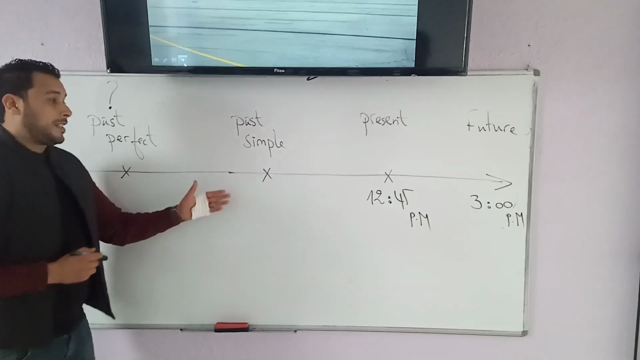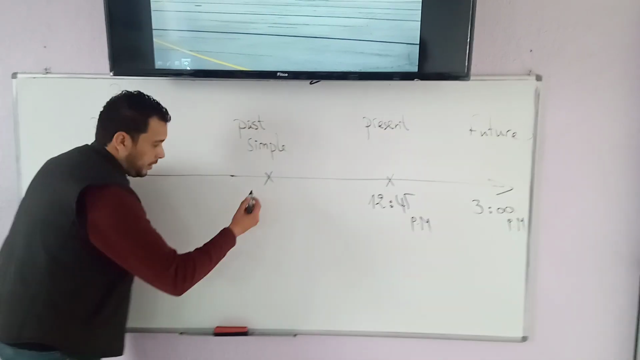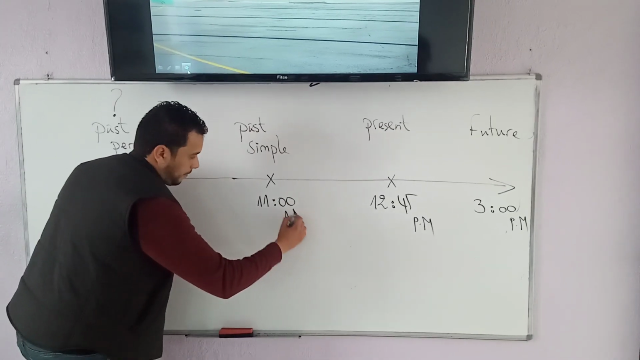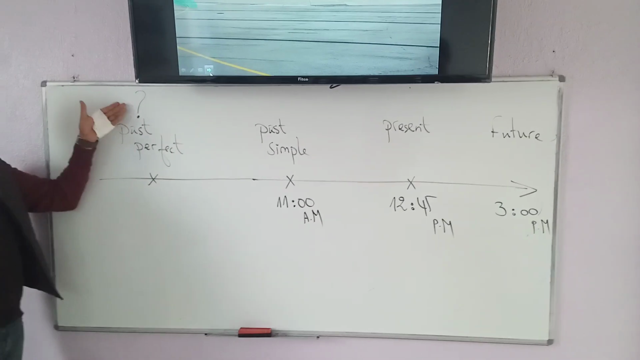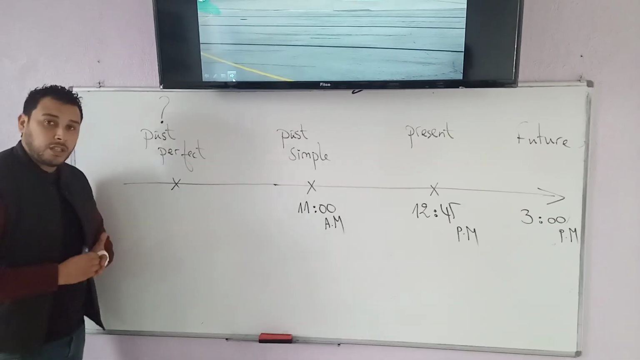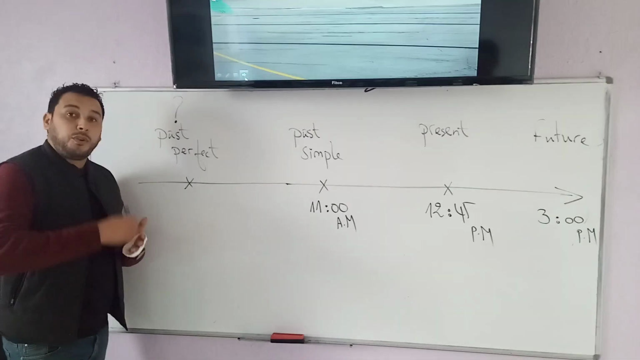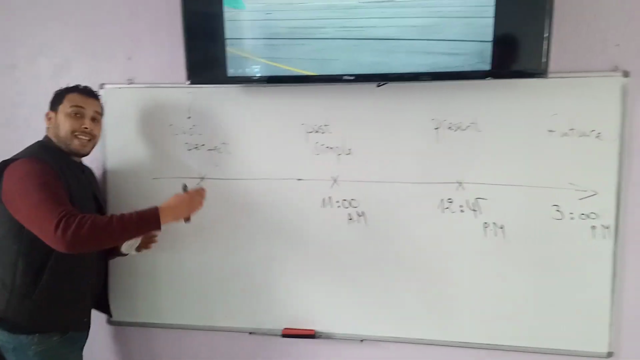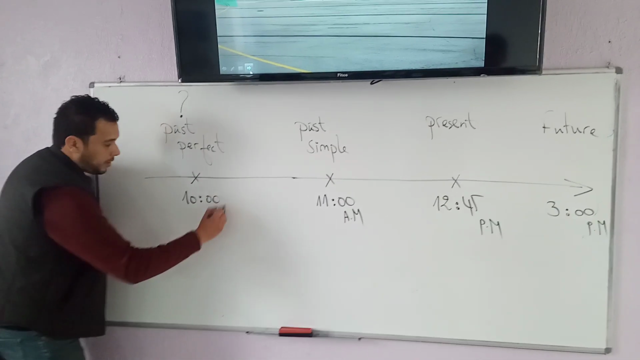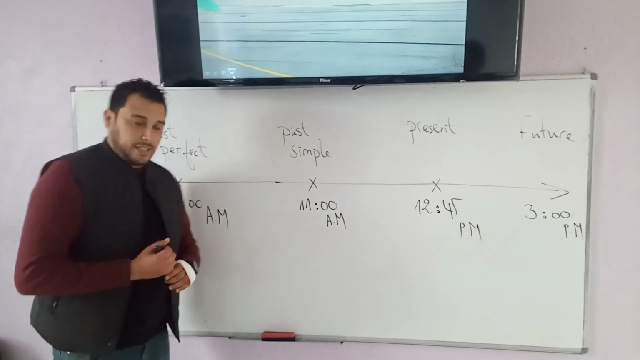Good. The time that we could have in the past simple, it's the moment before the present, which could be 11 o'clock or 11:45 a.m. Good. What about past perfect? So past perfect is actually an action or an event that had happened before another action in the past. When I say before, it means around 10, maybe 10 a.m. or 9 a.m. Good. Let's have an example of a past tense sentence.